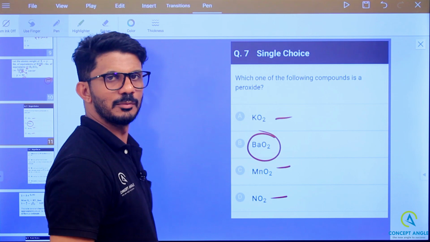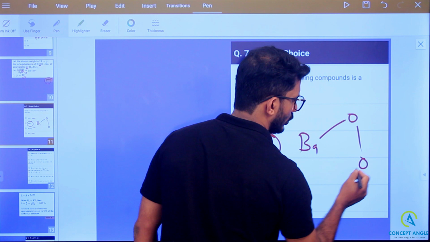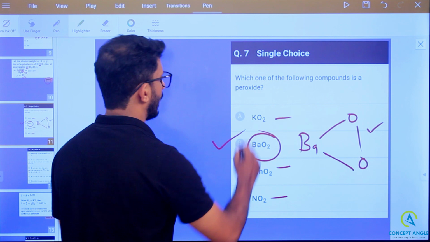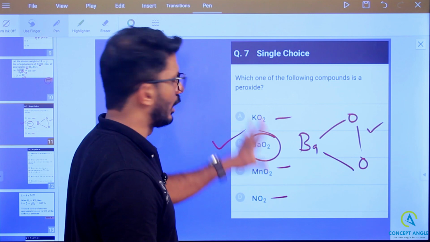Barium is bonded with two oxygen atoms and the two oxygen atoms are linked by a peroxide linkage. This is a peroxide linkage, oxygen single bond oxygen, it's a cyclic structure. Barium peroxide, so this is the answer. Which one of the following compounds is a peroxide? BaO2 is a peroxide, okay. This is a superoxide.